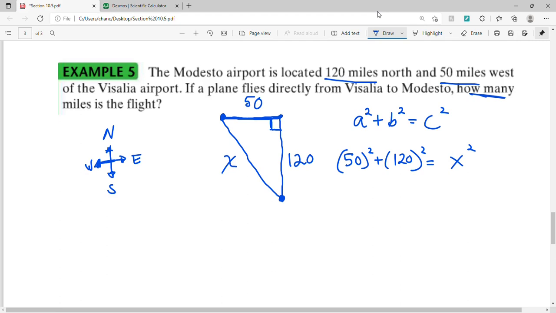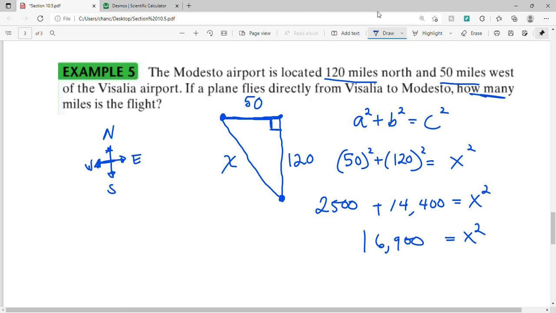50 squared is 2,500. 120 squared is 14,400. And we have x squared here on the right. Let's add these two numbers up. We get 16,900 is equal to x squared.